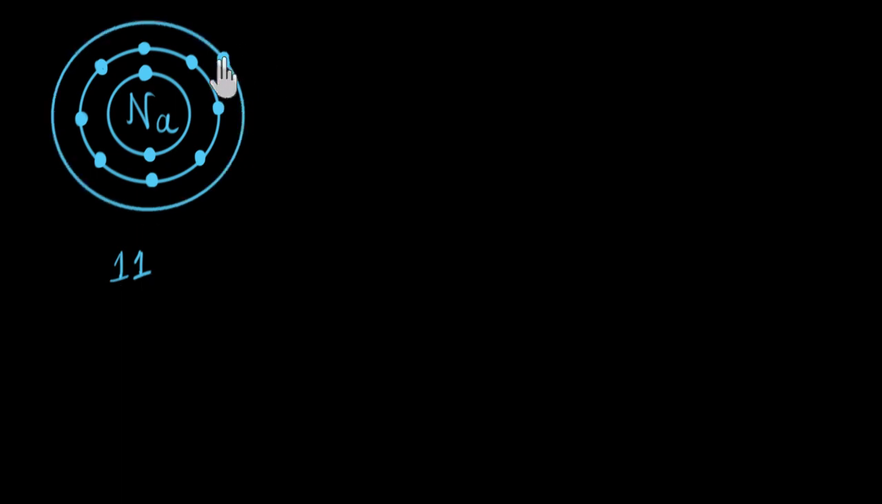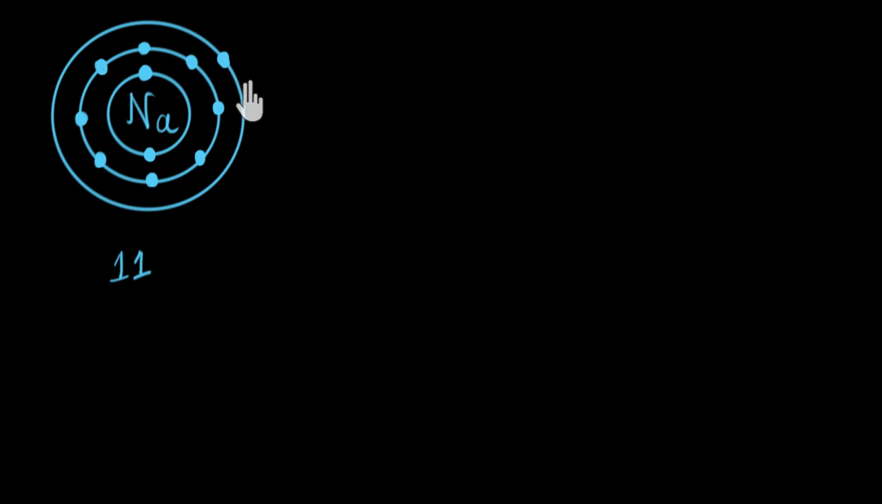Here, this is our 11th electron. So over here you can notice that sodium's outermost shell, or the valence shell, has only one electron. That means its octet is not complete. Now how can sodium complete its octet?